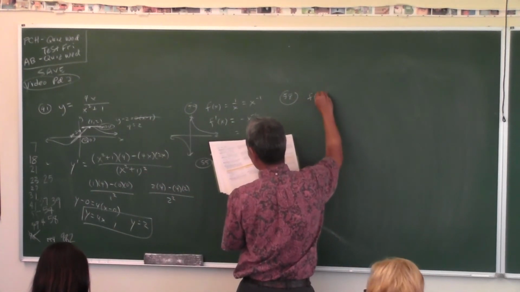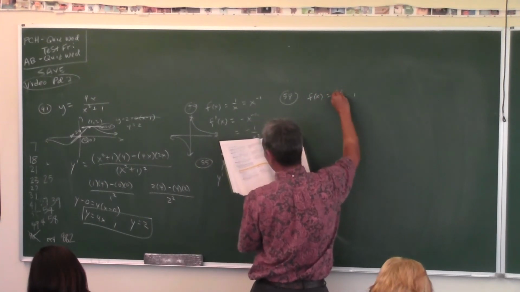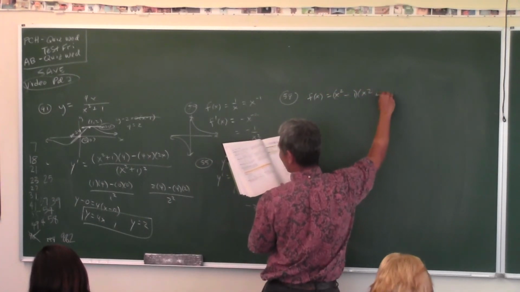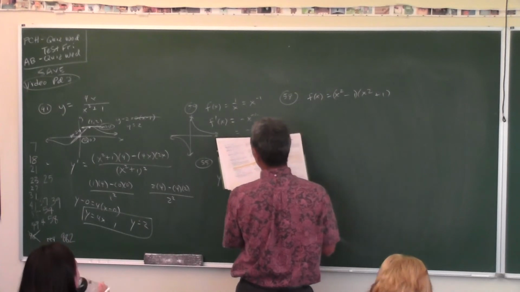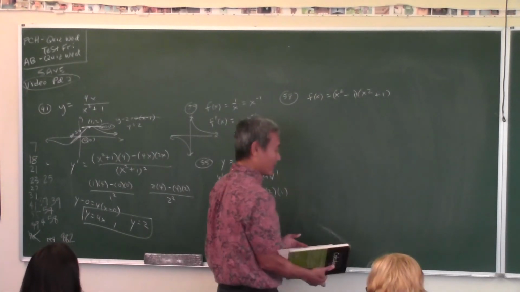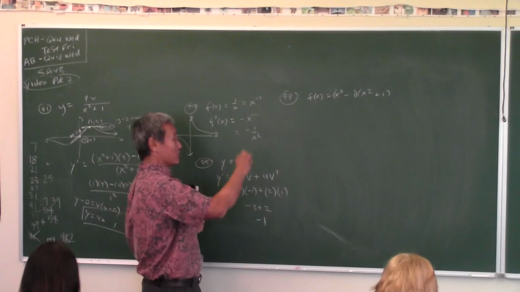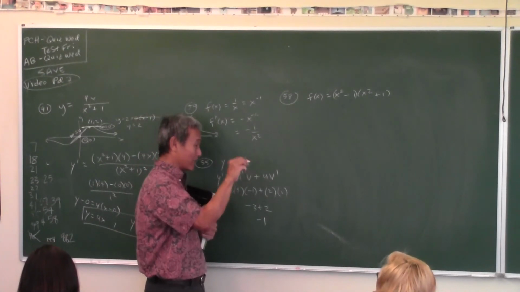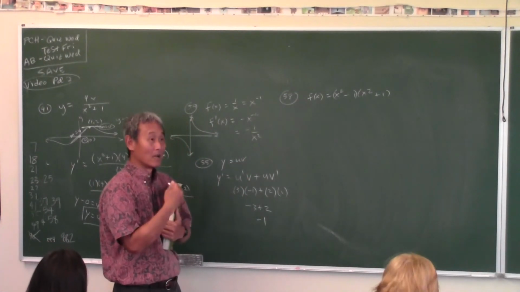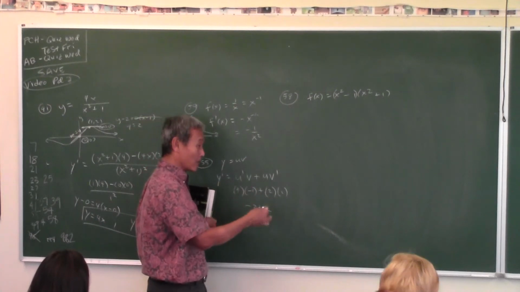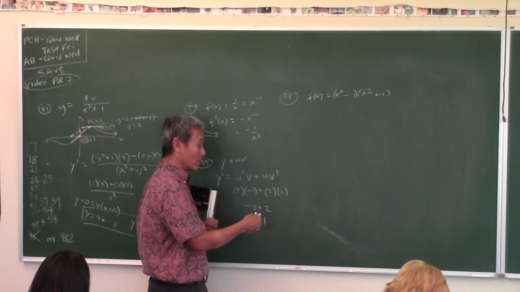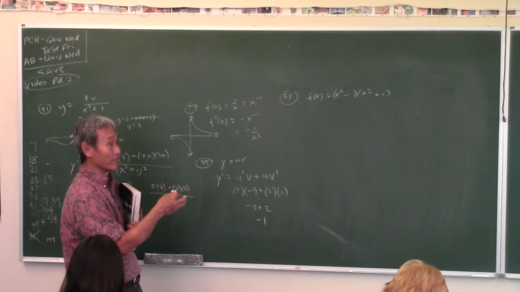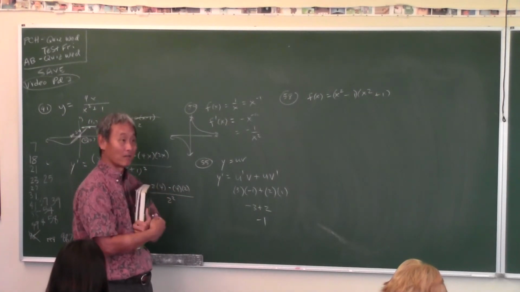y of x is equal to x squared minus 1 times x squared plus 1. Which of the following gives the number of horizontal tangents of f? In other words, if I were to draw this graph, how many times are you going to get a horizontal tangent line? In other words, how many times is the slope 0? So what you got to do is take the derivative, make it equal to 0, and see how many answers there are.